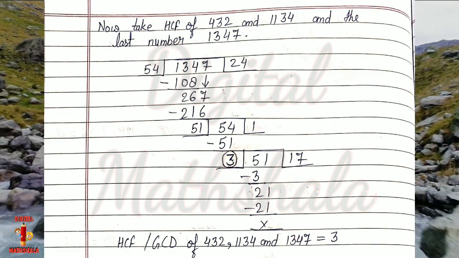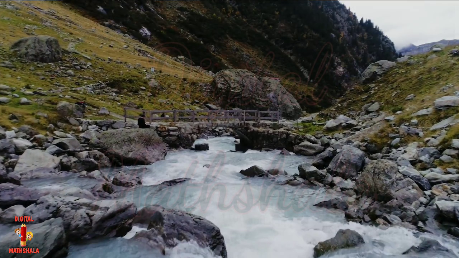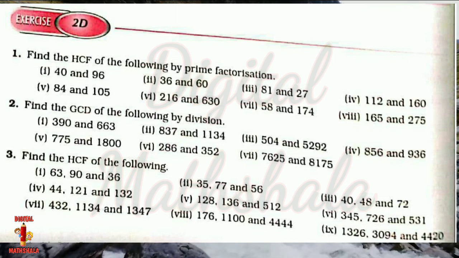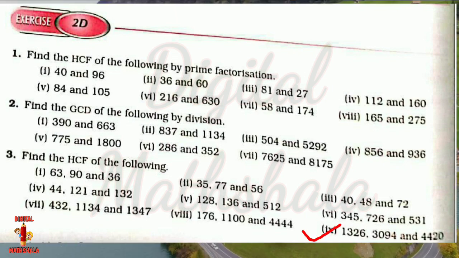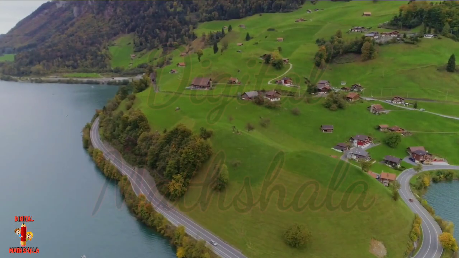Now we are moving to the next question. The next question is question number 3, part 9. Here three numbers are given: 1326, 3094 and 4420. So we will find out the HCF of all these three numbers by the division method.